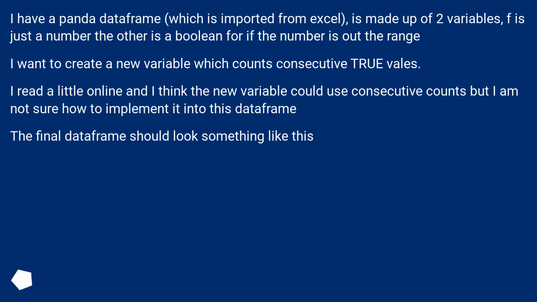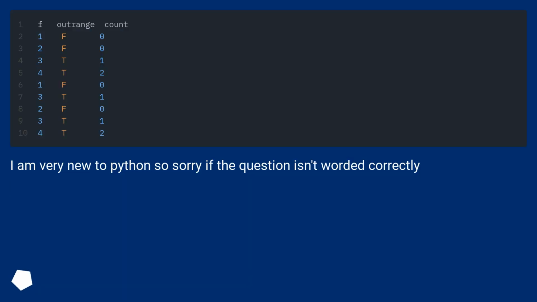I read a little online and I think the new variable could use consecutive counts, but I am not sure how to implement it into this data frame. The final data frame should look something like this. I am very new to Python, so sorry if the question isn't worded correctly.